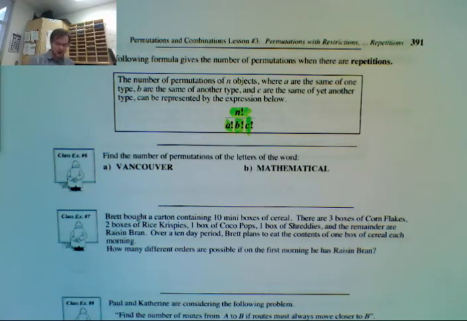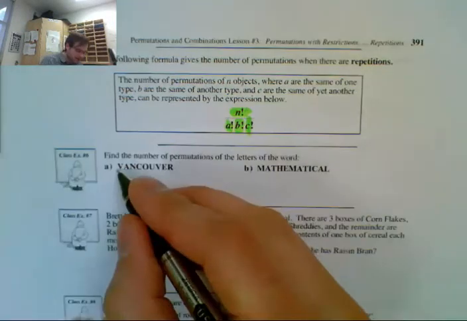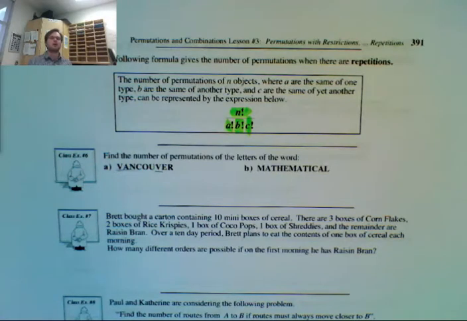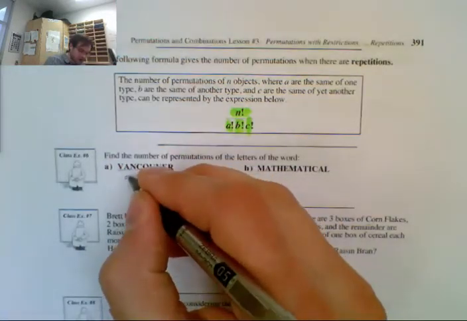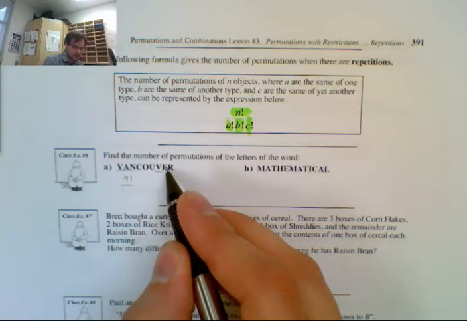So I take a look at the word Vancouver. Okay? Now in Vancouver, we have the V that is repeated twice. So there is a repetition. So I want to know how many permutations are there of Vancouver. Well, that is going to be 9 factorial, because we have 1, 2, 3, 4, 5, 6, 7, 8, 9.